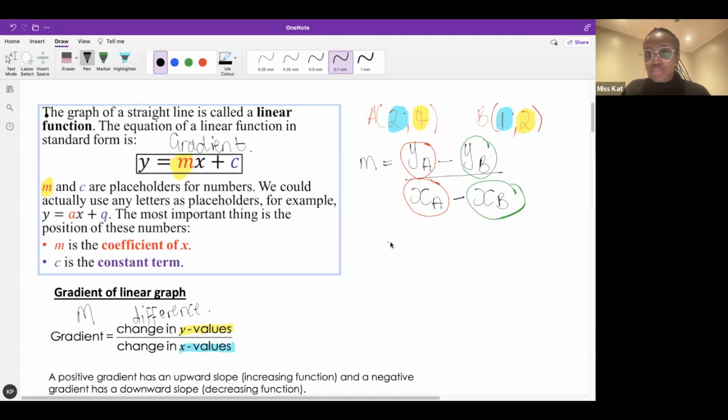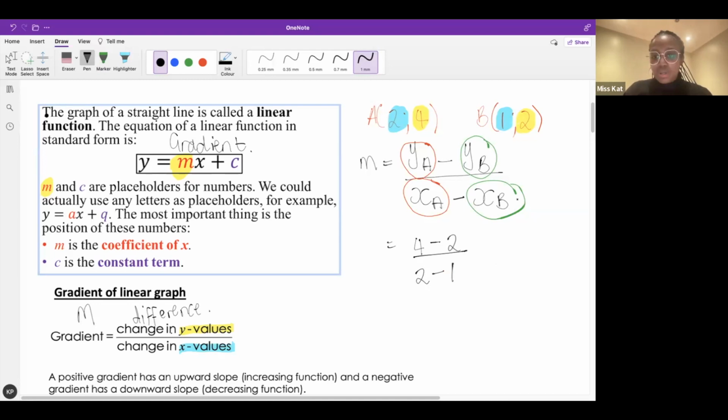What is the y coordinate for A, for point A? 4. Minus, what is the y coordinate for B? Why is my pen so thin? I can barely see it. 2. Beautiful. Divided by, Kwezi, I'll take your question just now. What is the x coordinate for A? 2 again. Minus, what is the x coordinate for B?